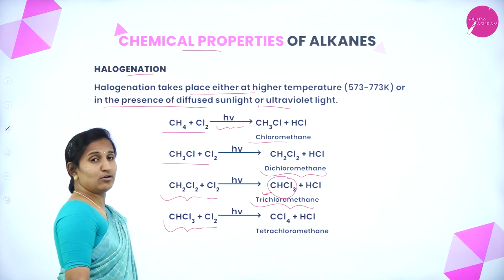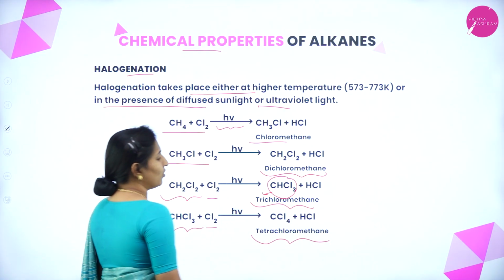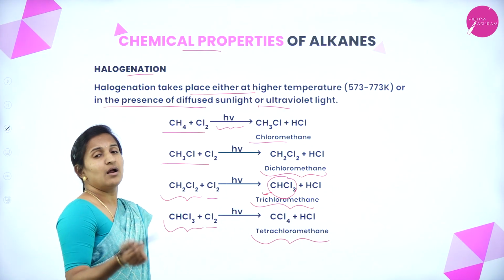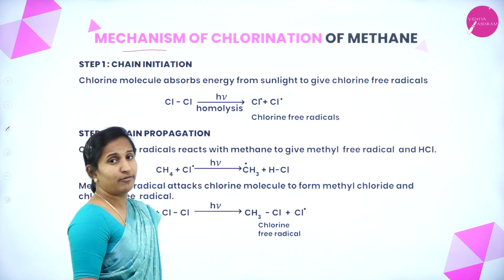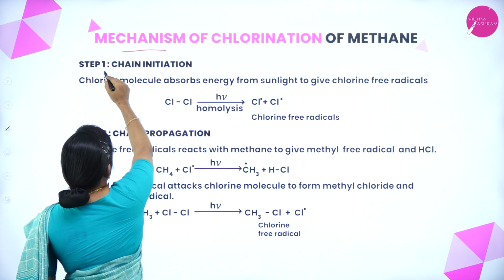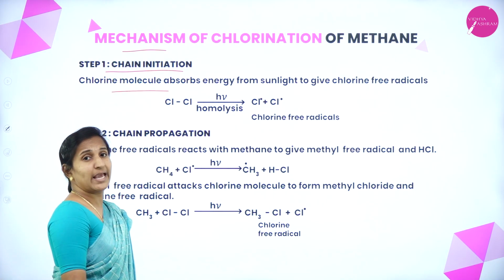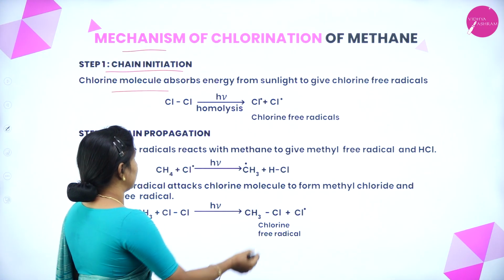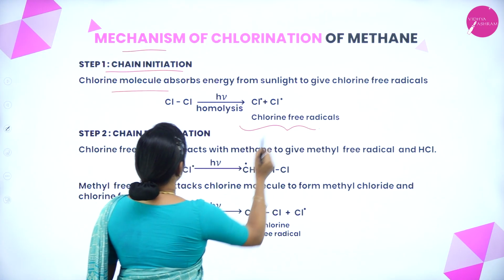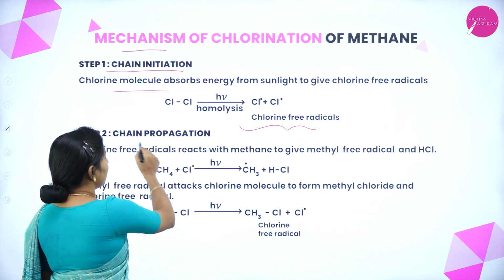Trichloromethane undergoes halogenation or chlorination to give tetrachloromethane, or carbon tetrachloride. Mechanism of chlorination of methane. Step 1: Chain initiation. A chlorine molecule absorbs energy from sunlight to give a chlorine free radical. This is the chlorine free radical. Homolytic cleavage takes place.